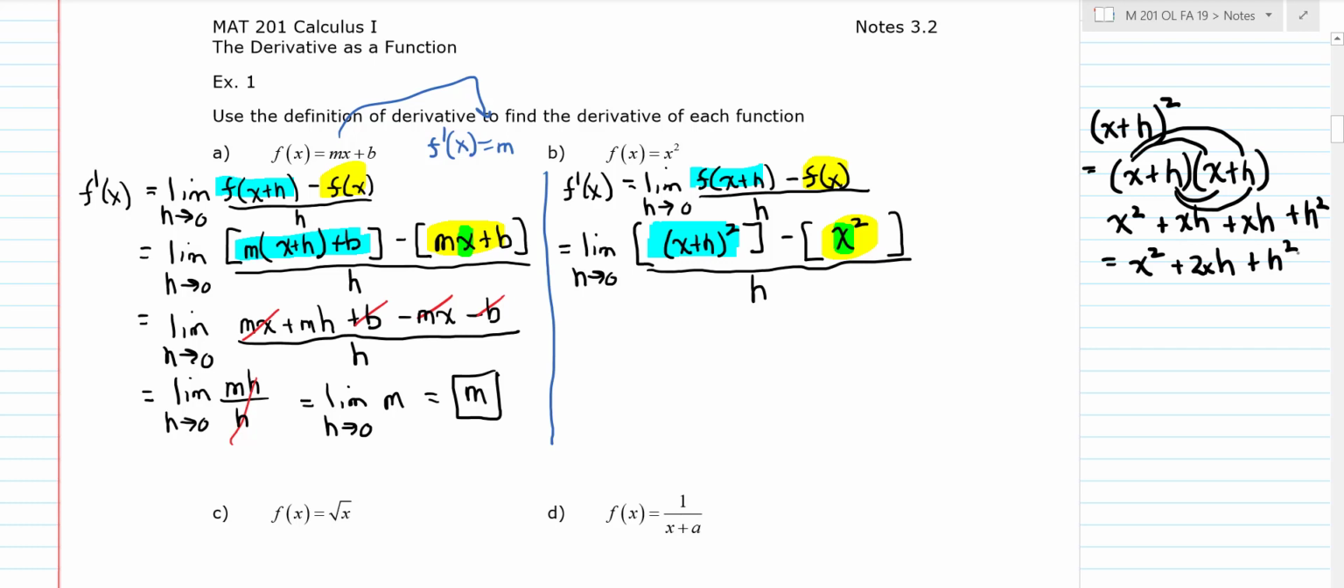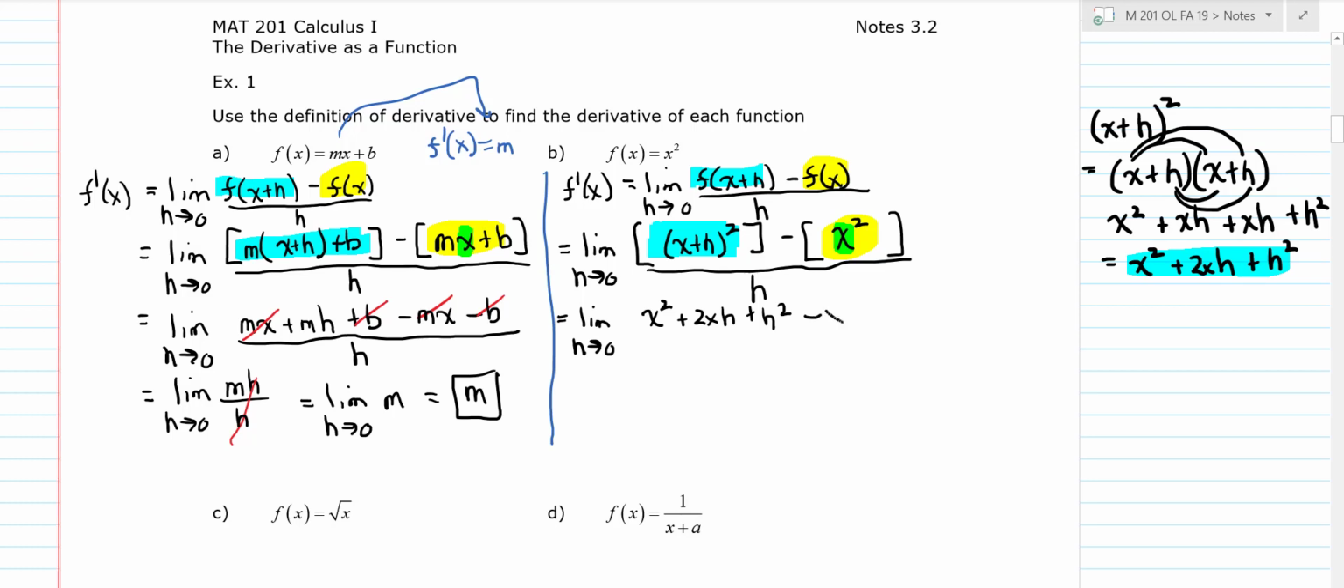You need to be totally on top of factoring, FOILing, and multiplying out polynomials in this class. What I just did is this part right here, so let's replace that in our next step. The next step we would have is the limit as h goes to 0. Change this to x squared plus 2xh plus h to the second.